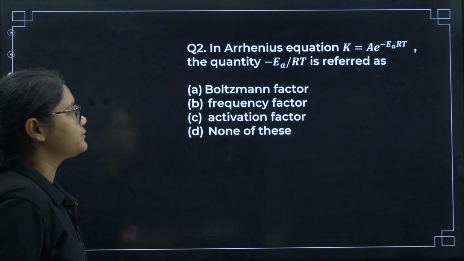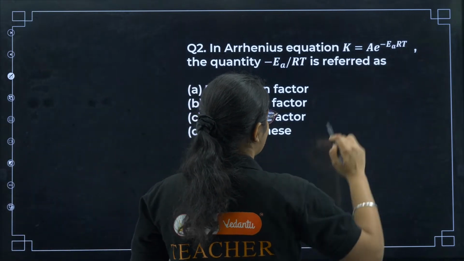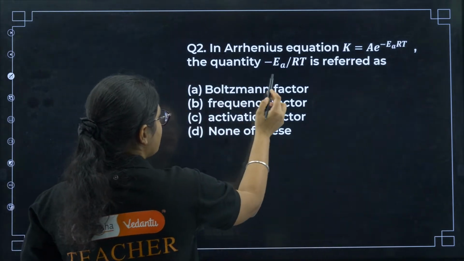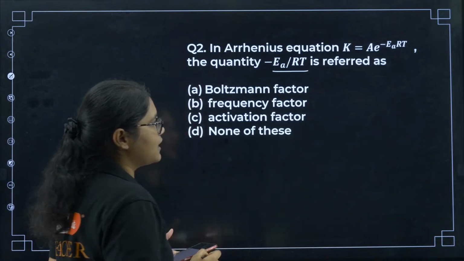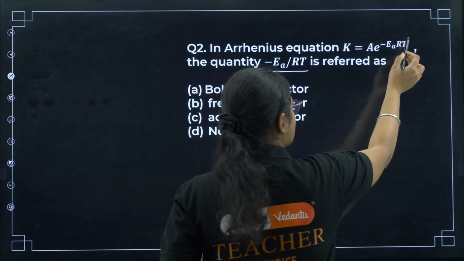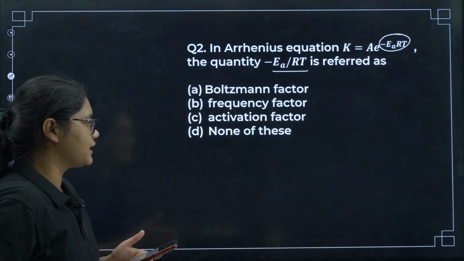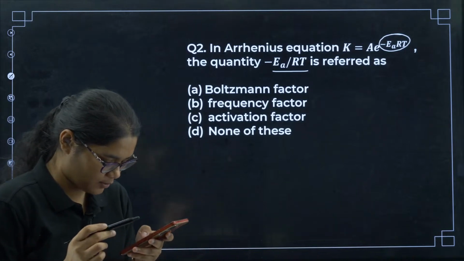Next question, the Arrhenius equation: the rate constant K is equal to A into e to the power of minus Ea by RT. The quantity e to the power of minus Ea by RT is referred to as what? What is this quantity known as? Is it Boltzmann factor, frequency factor, activation factor, or none of these?